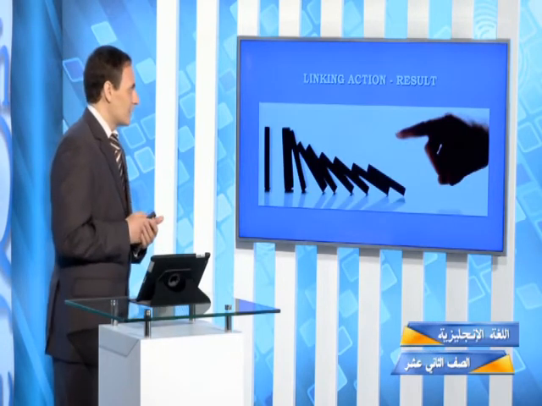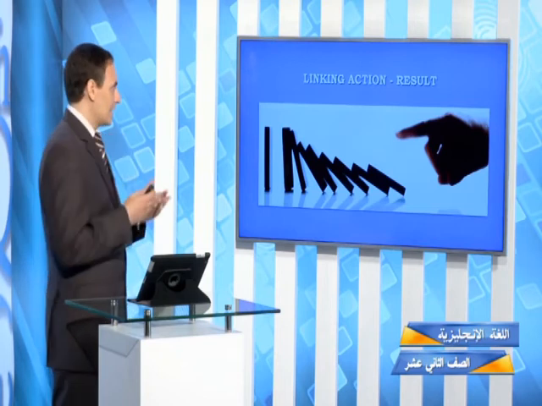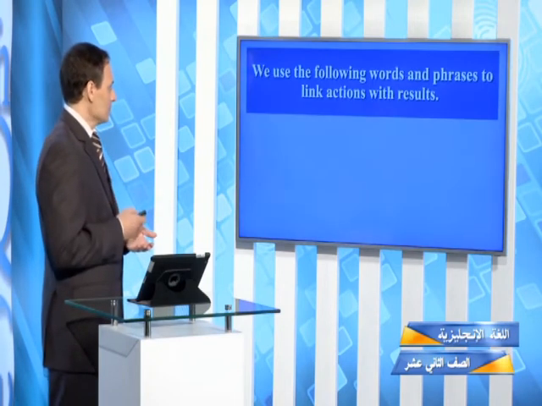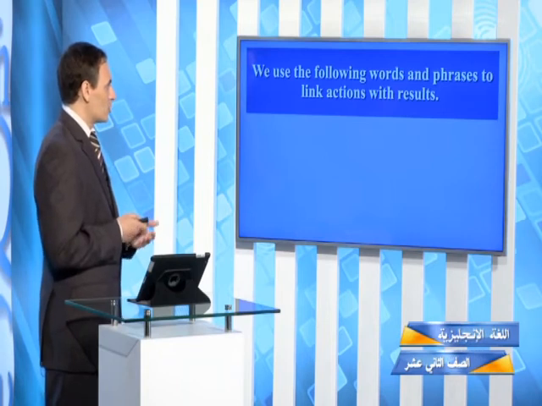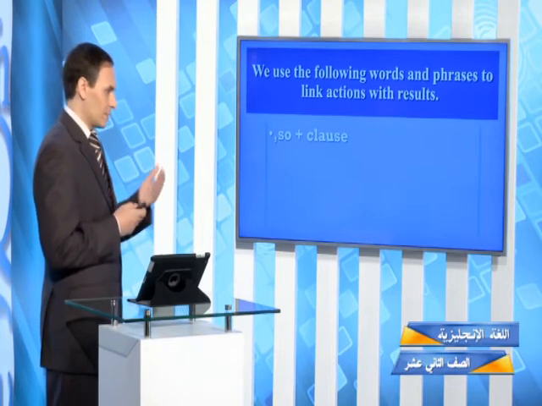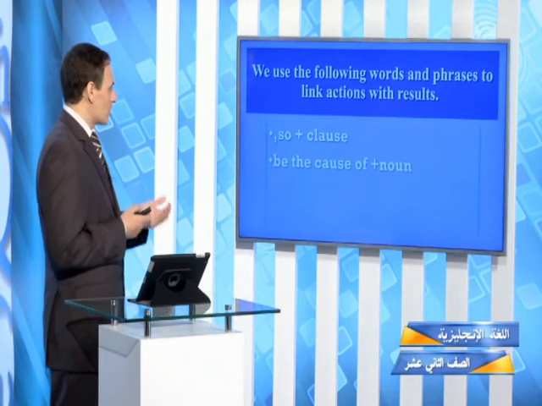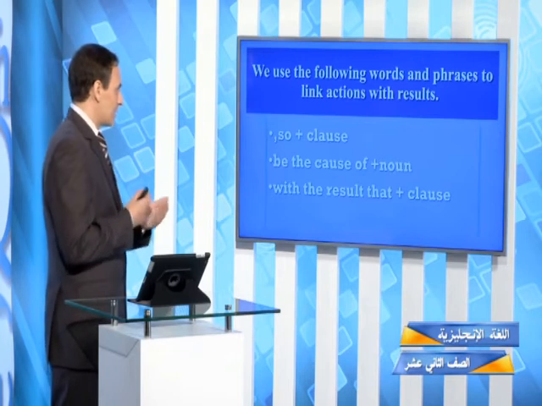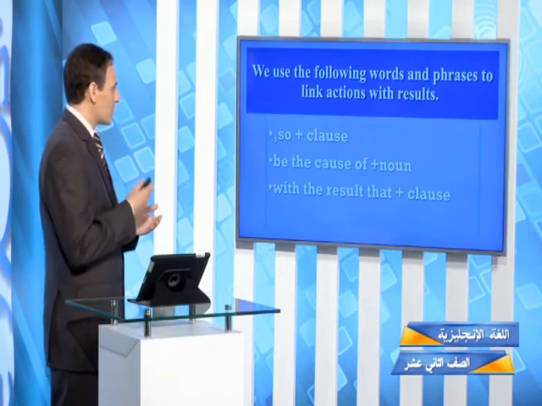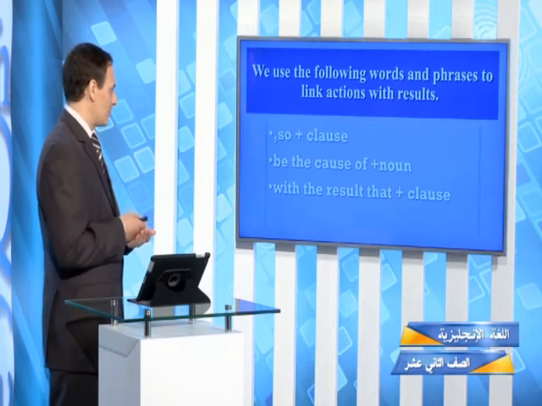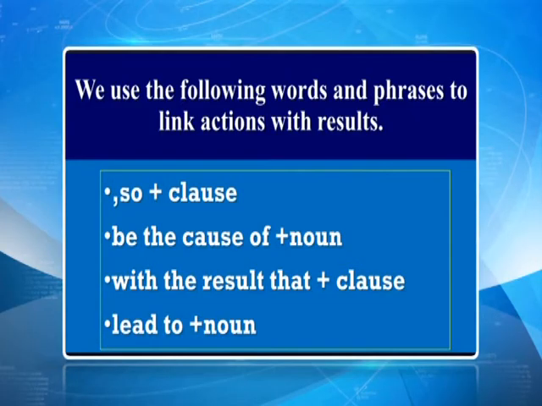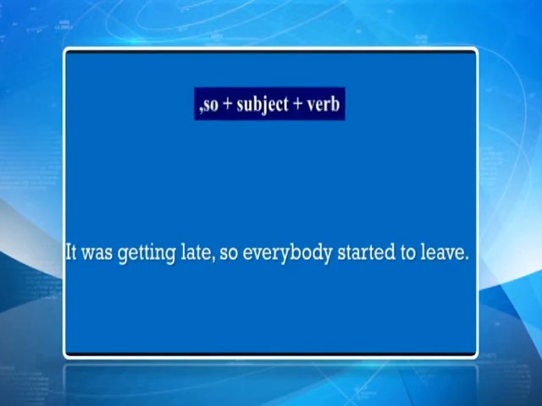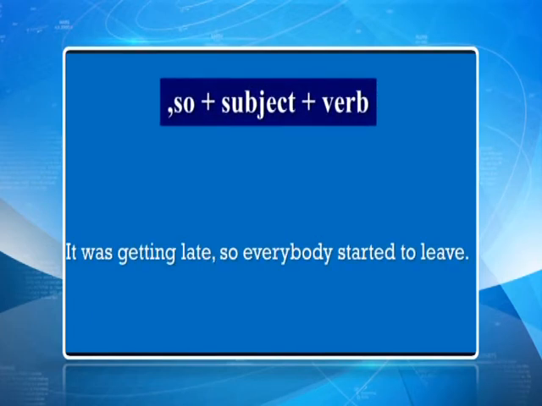Good, now let's talk about linking action with result or linking action with an effect. We use the following words and phrases to link actions with results. We use so, followed by a clause, subject and a verb. We could use be the cause of, followed by a noun. It's possible also to express action and result with the following expression, with the result that, followed by a subject and a verb, and also lead to, followed by a noun. Okay, so let's take them one by one right now. First, so, followed by subject plus a verb.